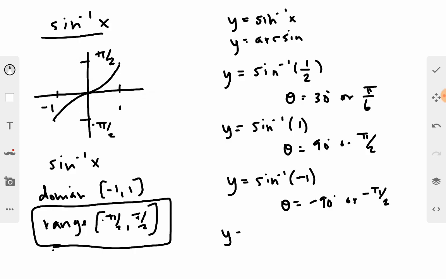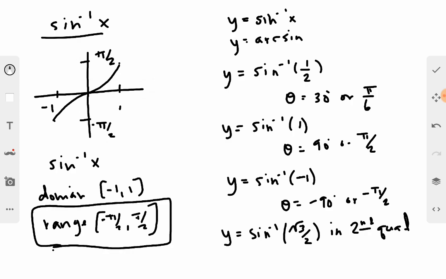So if we were to say y is equal to sine inverse of square root of 3 over 2 in the second quadrant, that gives us a little bit more to work with, because the inverse sine is only going to return fourth and first quadrant values. So we've got to get this in the second quadrant.